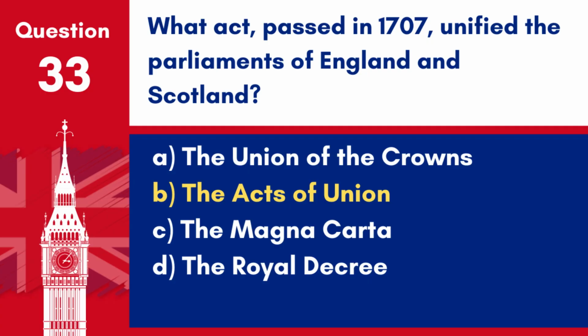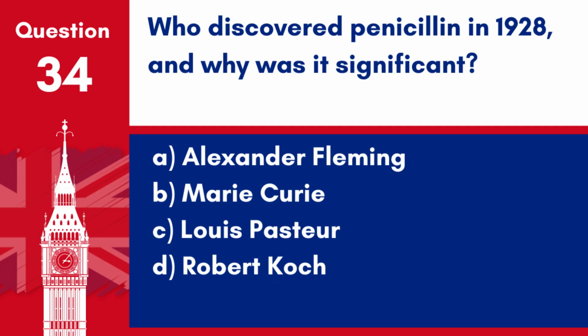Answer. B. The Acts of Union. The Acts of Union, passed in 1707, officially unified the Parliaments of England and Scotland, creating the Kingdom of Great Britain. Question 34. Who discovered penicillin in 1928, and why was it significant?